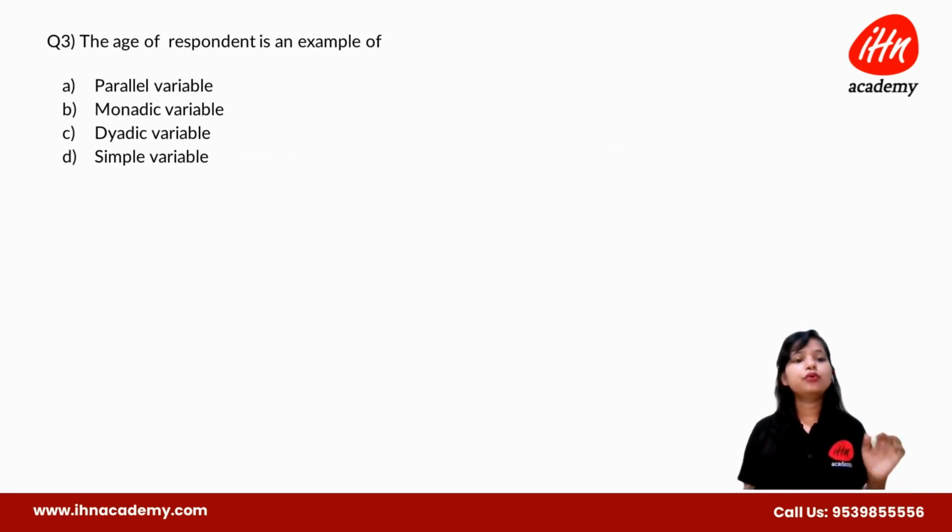Okay, so we know that age is a specific number. Every person has a specific age. So age is a specific number, and a specific number or value is related to monadic variable. That means option number B will be your correct answer, right? So B is the correct answer.